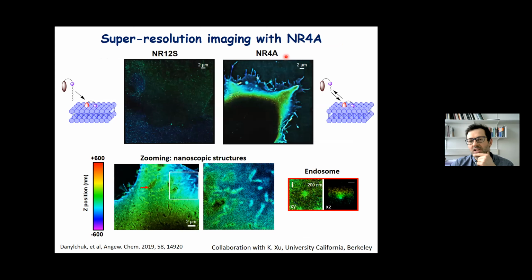So now you can compare the reconstructed super resolution image, the PAINT image of this dye, where you have a nice image of the cell, and compare it to, for example, NF12S, which binds irreversibly. It just bleaches, and you cannot really reconstruct any super resolution. So first of all, it works in super resolution. Then if we zoom, we could observe lots of different small structures on the membrane surface, like fiber-like structures and dots. Those dots were endosomes, and these are more tricky.